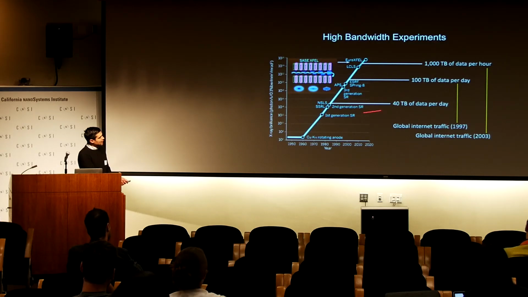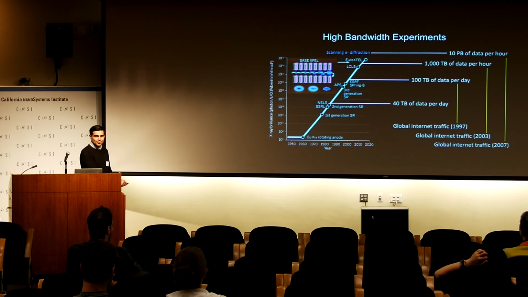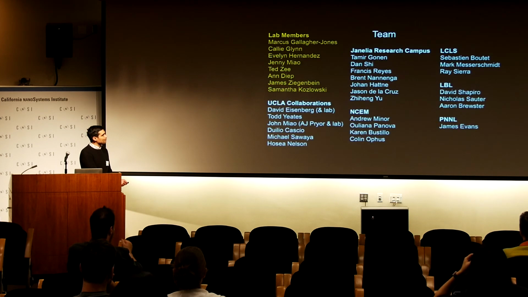And this sort of brings us back into perspective. This was the global internet traffic in 2003, and this is from these fancy experiments. This is a single electron scanning diffraction experiment where in the new type of geometry we'll be generating something like 10 petabytes of data per hour. And in that sort of setting, we're reaching the global internet traffic of 2007. So that's a lot of data.